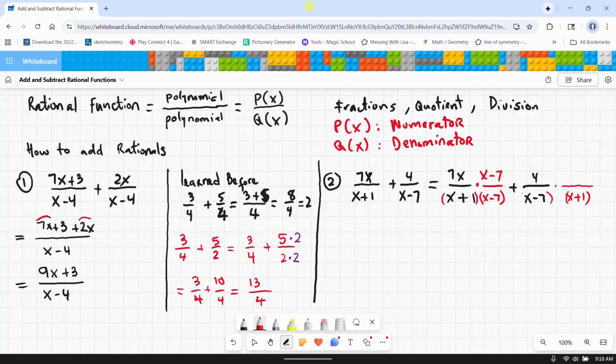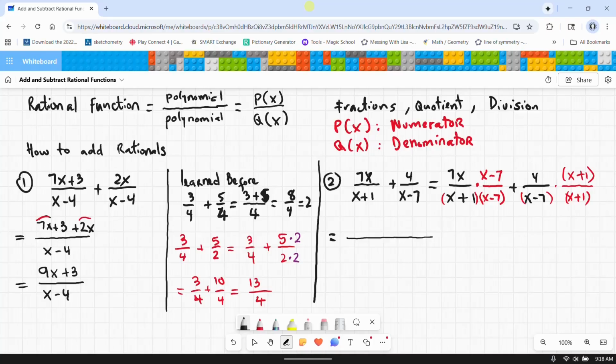Keep them in the bracket, and I multiply x plus 1 to the numerator. Now look at the denominator. They are exactly the same. They have x plus 1 times x minus 7. Exactly the same. That's what we want. So we're going to keep the denominator.